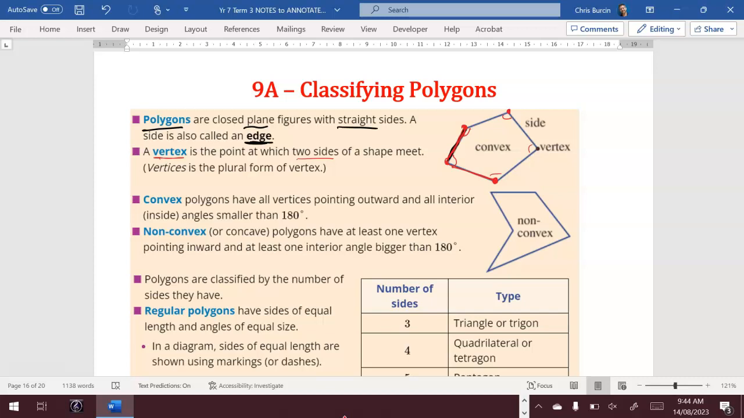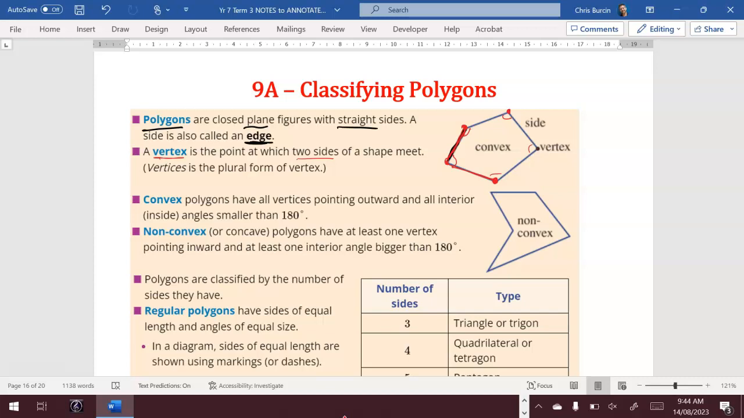Now, are we okay with polygons so far? They're flat, they've got straight sides, and they're closed, so they meet up. Then there's two types. So we've got these closed figures, and you can see the difference.